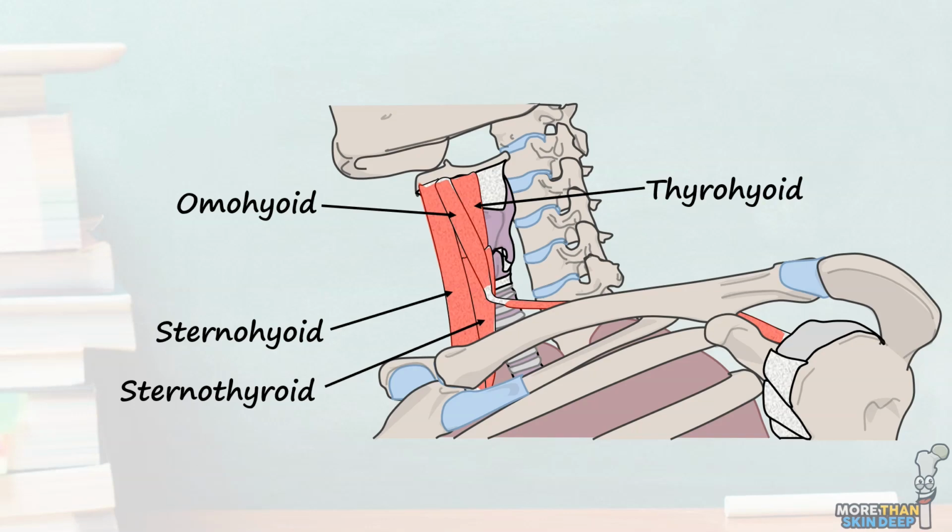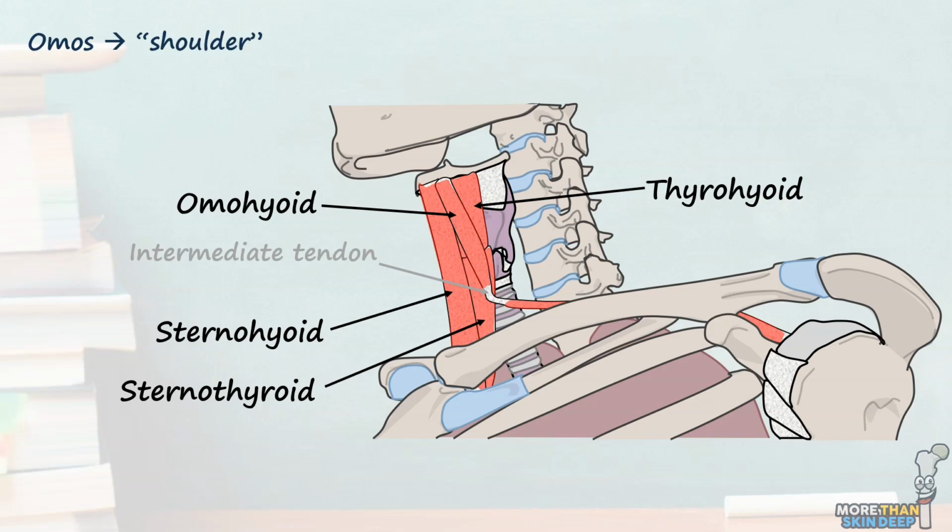This muscle is usually split into 2 bellies, one superior and one inferior, with an intermediate tendon joining them. The intermediate tendon is anchored within the deep cervical fascia of the neck. The omohyoid muscle gets its name from the Greek origin omos, meaning shoulder.